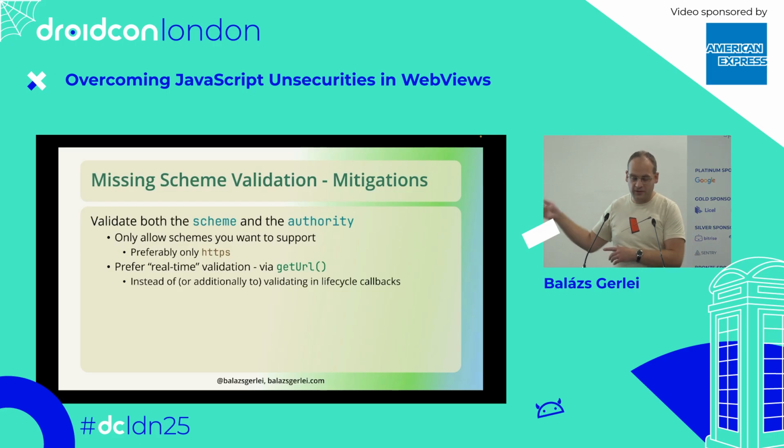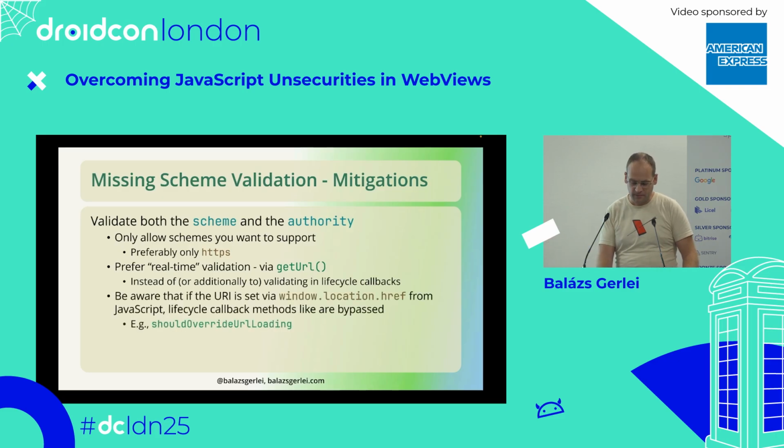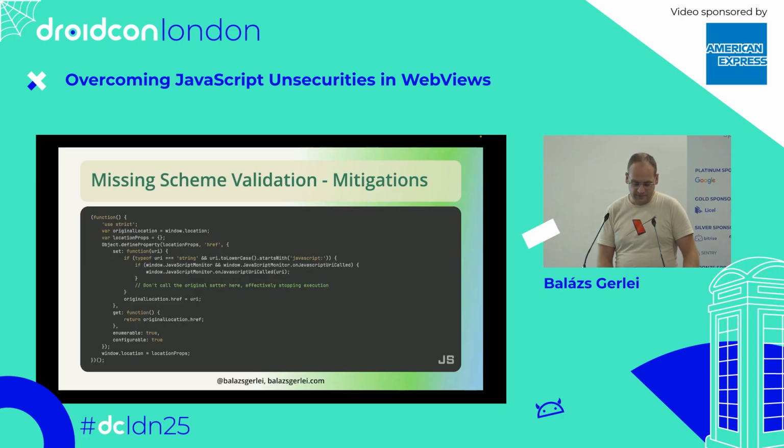And I already want to mention, this will come back multiple times, real-time validation. To understand this: the lifecycle callback methods are called in certain places, like before loading the URL, but I will show you in a couple of minutes that some time-based attacks can avoid that. So it's always better to use real-time validation. So before any sensitive operation, check the current URL of the WebView. And as I said, be aware that if the window location href is set with the JavaScript scheme, then shouldOverrideUrlLoading is not called.